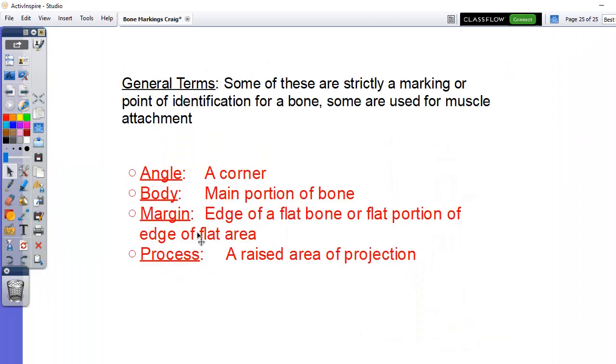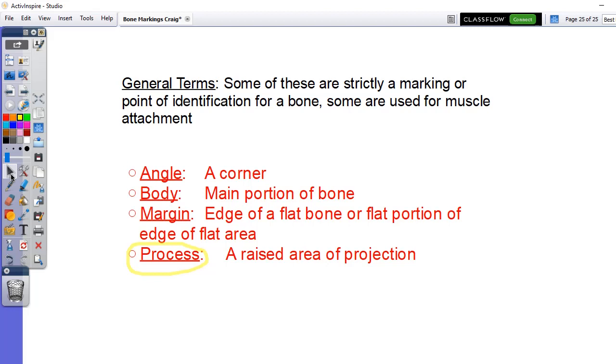And the last slide is just some general terms. The one that I want you to pay the closest attention to is going to be the one that says process. On Thursday, Friday, we're going to do a bone marking lab, and you're going to think that there are no more bone markings but processes, because we do so many processes in the lab, and there's so many to learn in the body. But a process is typically pointed in the body, and it is a raised area.